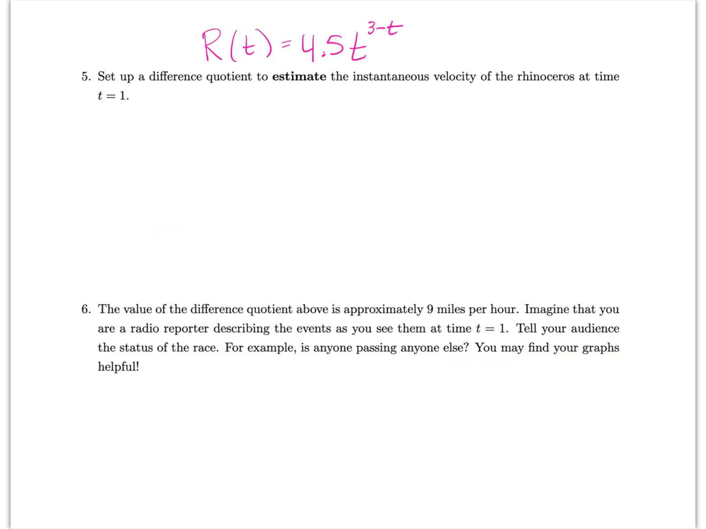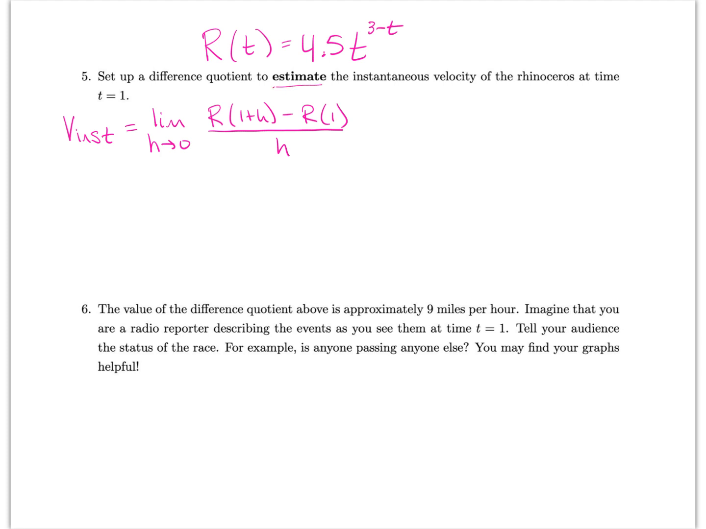So now we want to set up a difference quotient to estimate the instantaneous velocity of the rhinoceros at time t equals 1. So that's the a value, t equals 1. Remember, we have a definition for how we calculate instantaneous velocity. It is the limit as h goes to 0 of r of 1 plus h minus r of 1, all over h. That is the average velocity from t equals 1 to t equals 1 plus h, so h hours in the future. This gives you the average velocity, and then you take the limit as h goes to 0 to get instantaneous velocity.